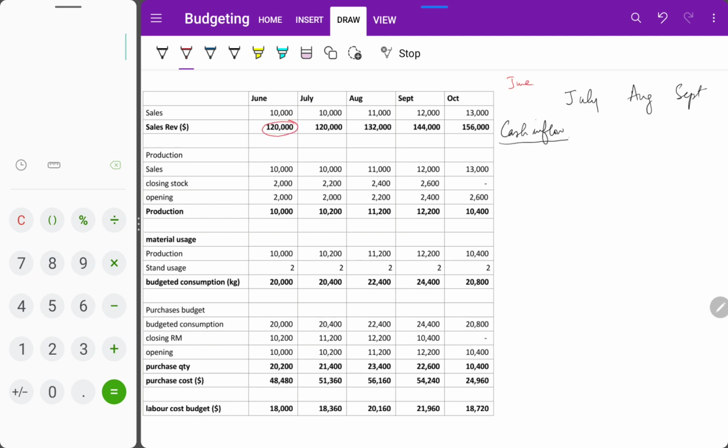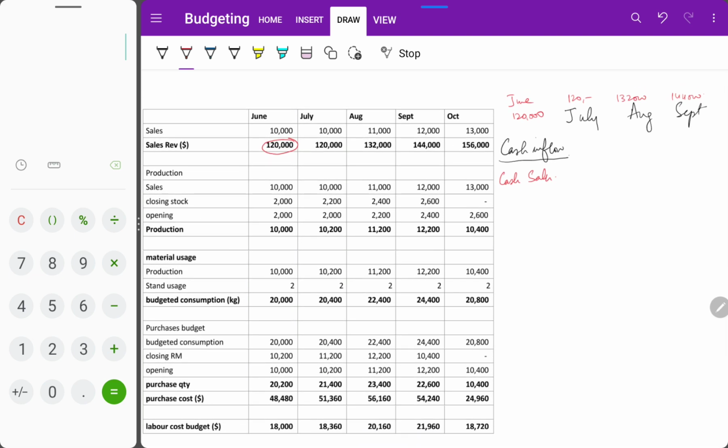Sales of June were around 120,000, right? July sales are 120,000. August sales are expected to be 132,000, and September sales are expected to be 144,000. So the cash inflow from cash sales will be, for July, whatever we sold in July, we will get 25% of that.